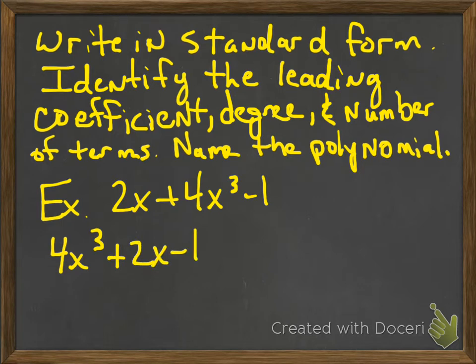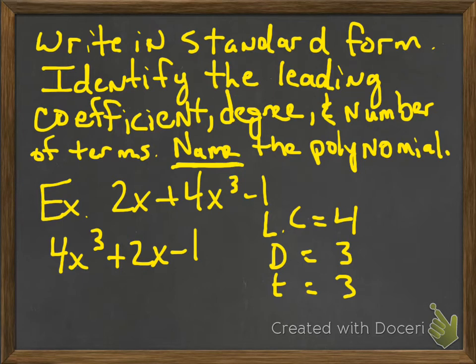What's the leading coefficient? 4. What's the degree? 3. How many terms? 3. Terms are monomials. How many different monomials? The 4x cubed is 1. 2x is the second one. The 1 is a third. I'm not worrying about the plus and minus because that just helps separate them. So here I have a leading coefficient of 4. That will be more important later on as we look at characteristics of the graph. Degree of 3, the term 3.